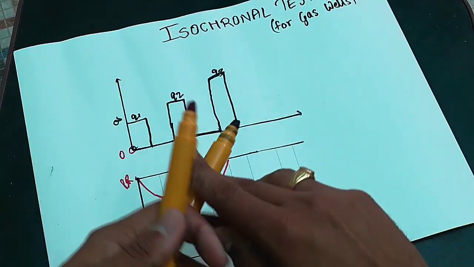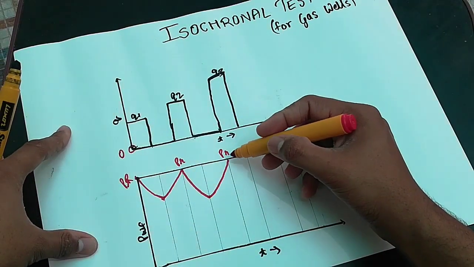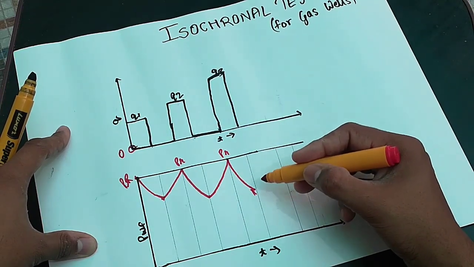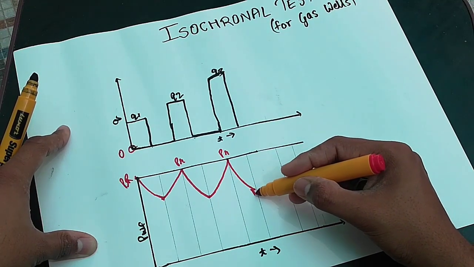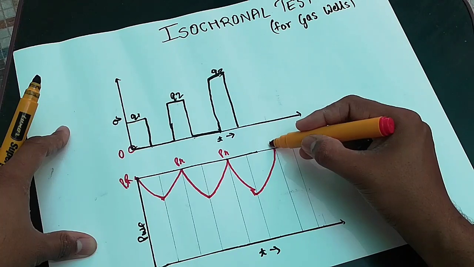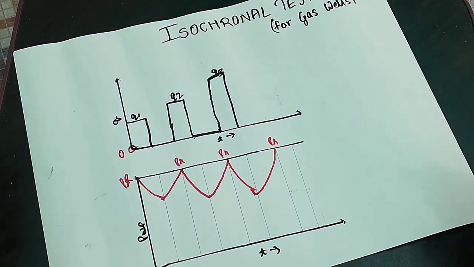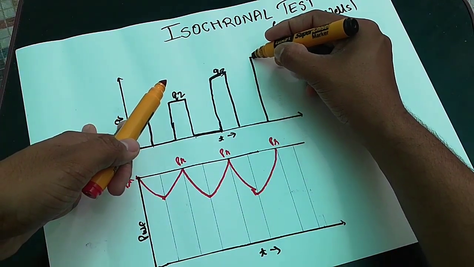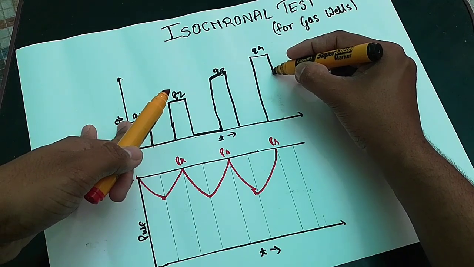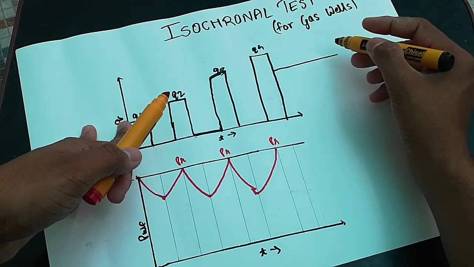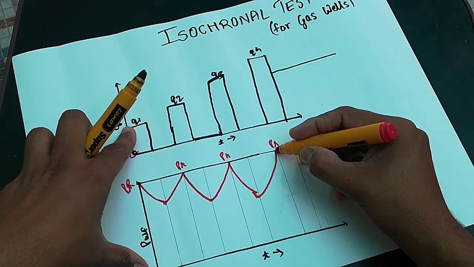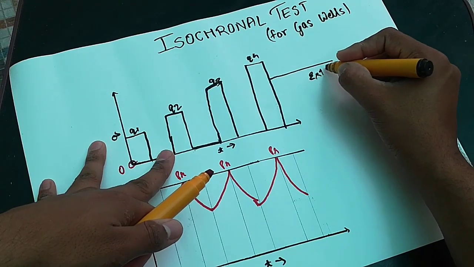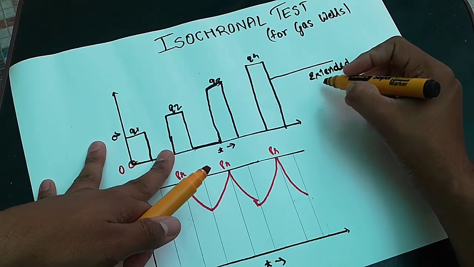Consider this Q3 period, and during this again a drawdown happens, and since it is flowing at a higher flow rate, more drawdown will happen and more time would be taken to get back to the PR value. Once again the PR value is achieved, we will flow the well for the final time with Q4 flow rate, and once again we will get a pressure drawdown, but this time we won't shut in the well and we will let it flow for the extended flow rate.